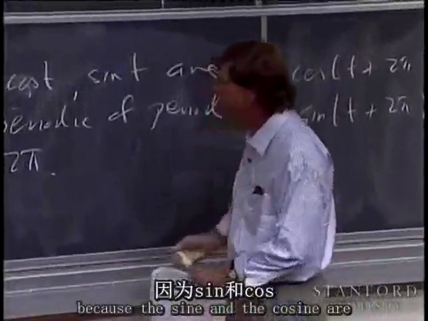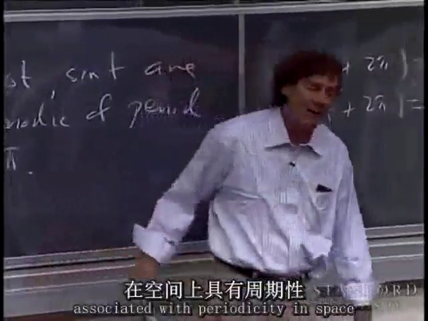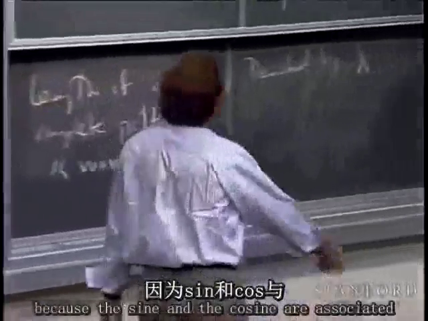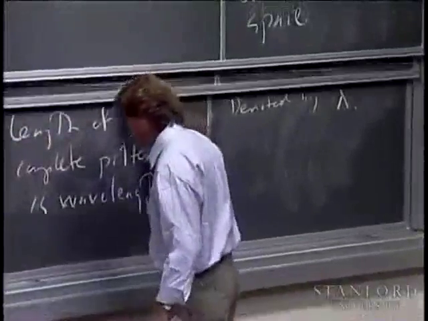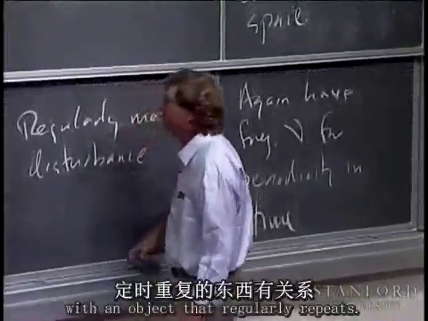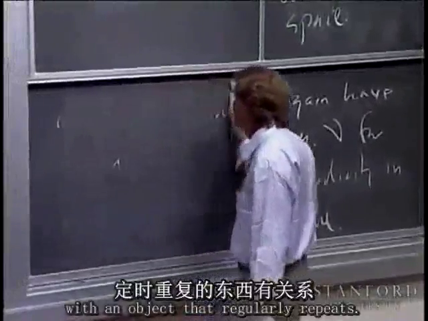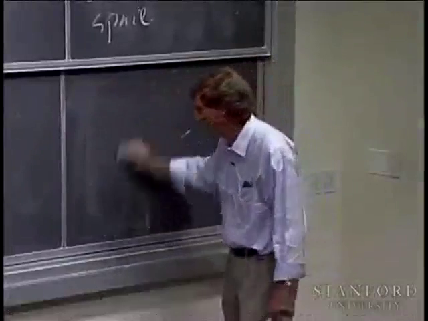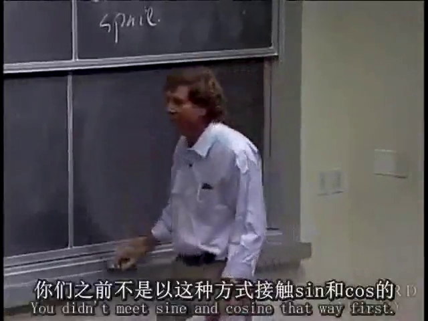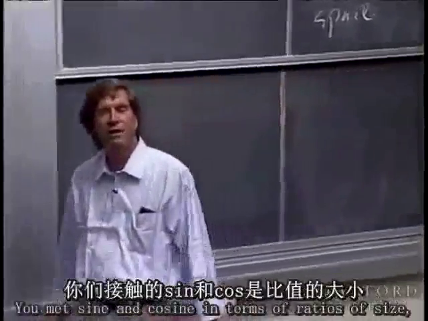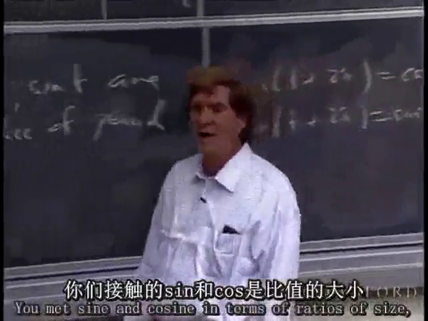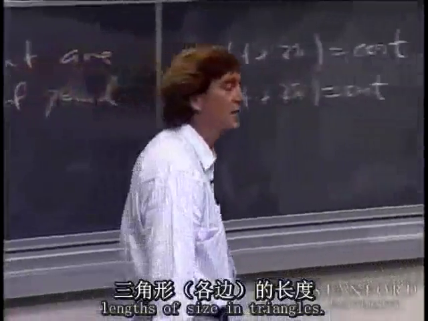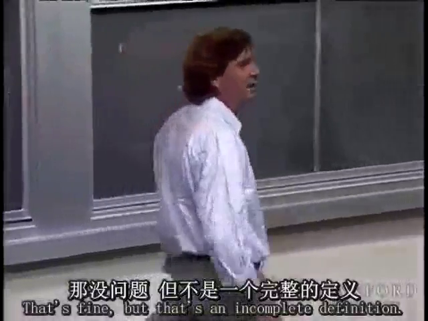Because the sine and the cosine are associated with periodicity in space. Because the sine and the cosine are associated with an object that regularly repeats, the simplest object that regularly repeats, the circle. You didn't meet sine and cosine that way first. You met sine and cosine in terms of ratios of lengths of sides in triangles. That's fine, but that's an incomplete definition.